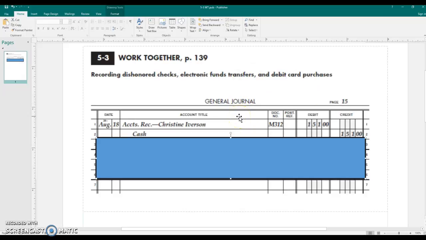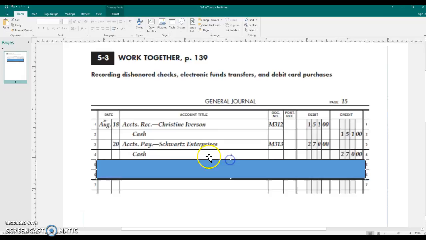Paid cash on account to Schwartz Enterprises, $270 using EFT, memorandum number 313. Schwartz Enterprises is probably accounts payable. So accounts payable, Schwartz Enterprises, M313, 270. Cash, $270.